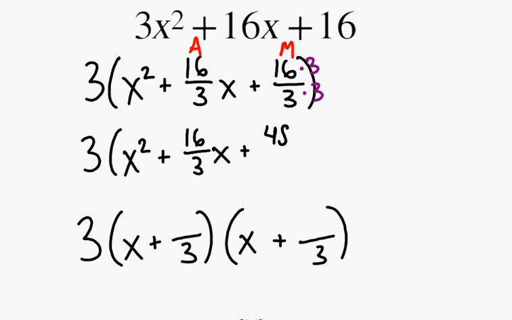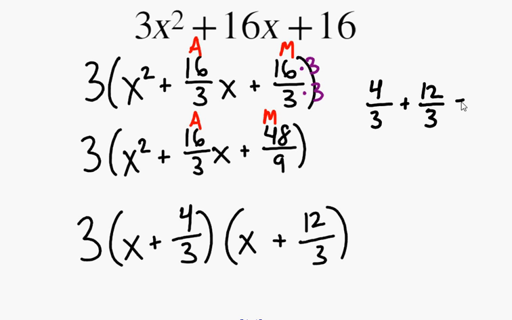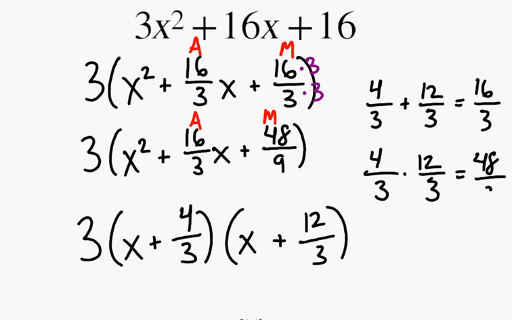48 ninths. Now I need two numbers that multiply to be 48 ninths and add up to be 16 thirds, but my thirds and my ninths were really already taken into account when I constructed these factors down below, so I really just need to worry about the numerators. I need two numbers that multiply to be 48 and add up to be 16, and I find that 12 and 4 are the numbers I'm looking for. So I have 4 thirds and 12 thirds. Let's check and see if they do it right. 4 thirds plus 12 thirds is 16 thirds. And 4 thirds times 12 thirds is 48 ninths. And they do the job.